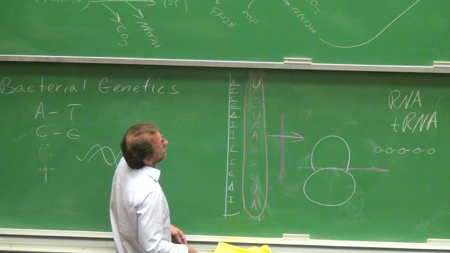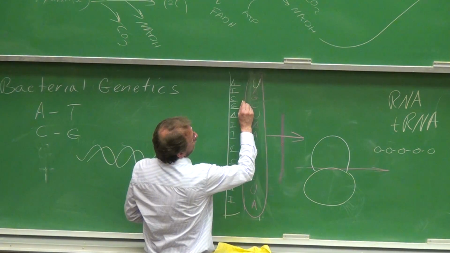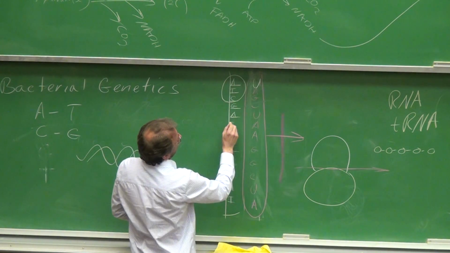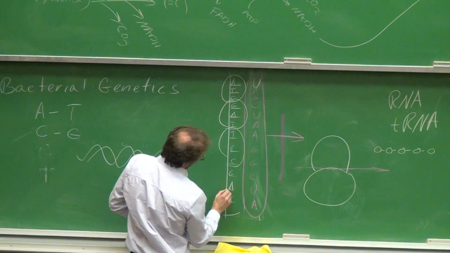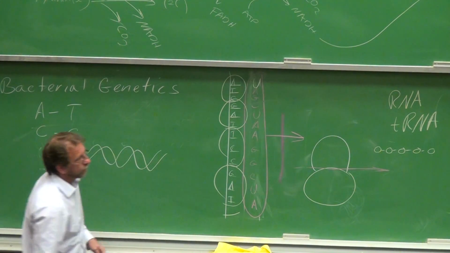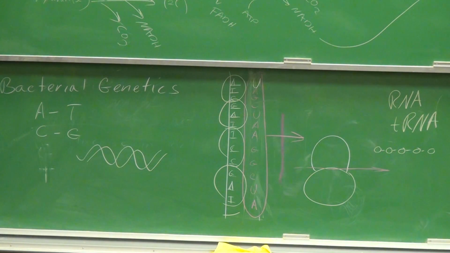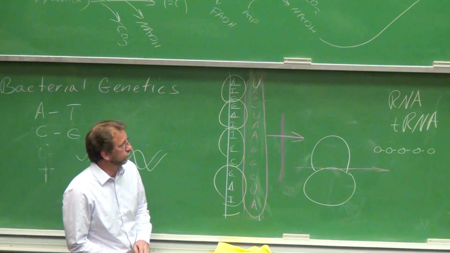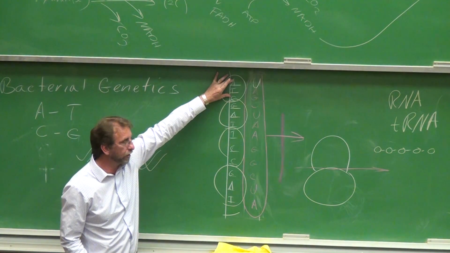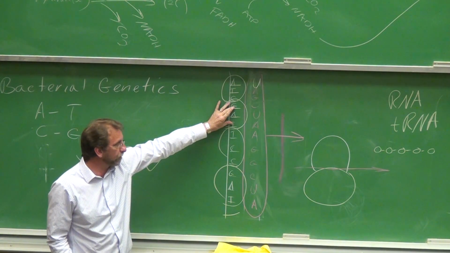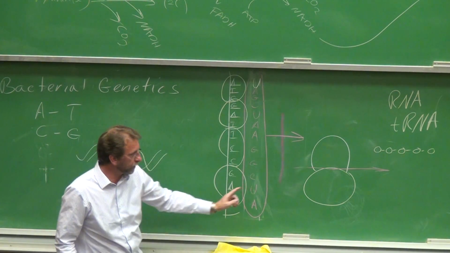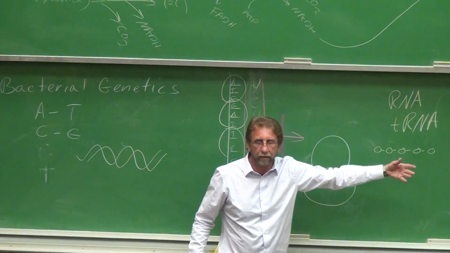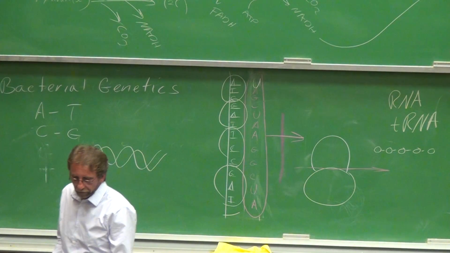The DNA sequence is a triplet code, so every three nucleotides codes for an amino acid. This codes for a specific amino acid. This codes for a specific amino acid. This codes for a specific amino acid. So eventually you get a chain of amino acids that then will fold into a protein.